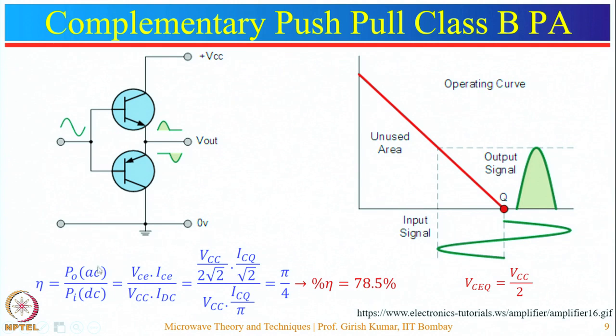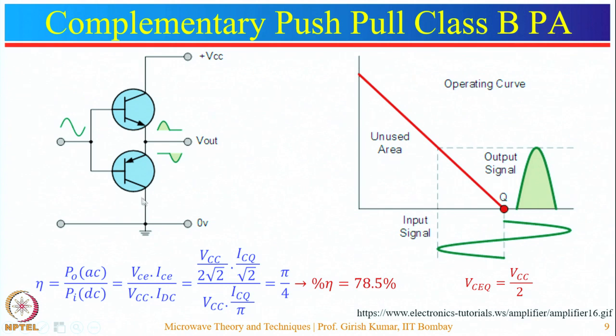Now if you want to calculate the power supplied, this will be the product of VCC and the current supplied by the battery. So this current supplied will be the average value of the current. In this case, the output does not appear for the full duration, so we should take the average over the full period. So the average value will come out to be ICQ by pi.